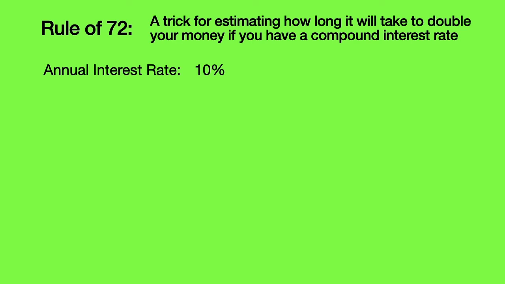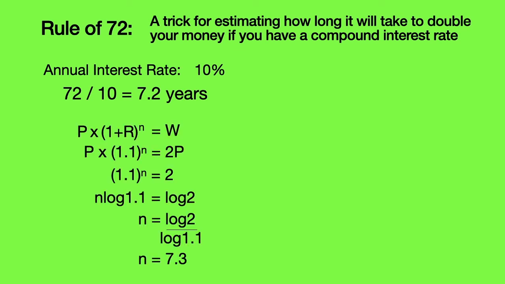And you basically take that value of 72 and divide it by 10, and you're going to get the value of 7.2 years. So it really is just as simple as taking the number 72 and dividing it by the percentage of your interest rate, and that's going to get you the number of years. In this case, because it's annual, if that was a monthly interest rate, it would take 7.2 months.